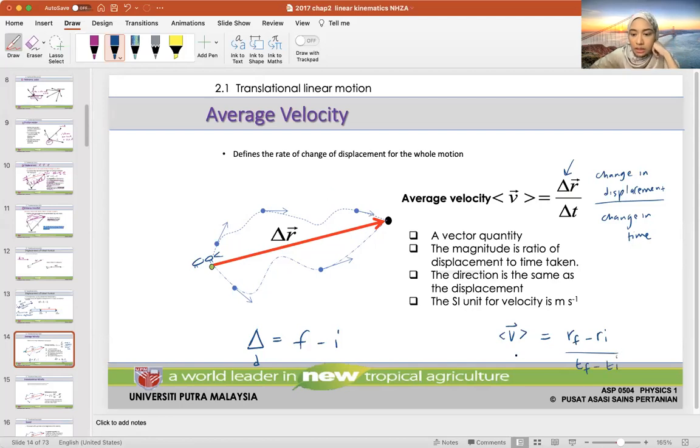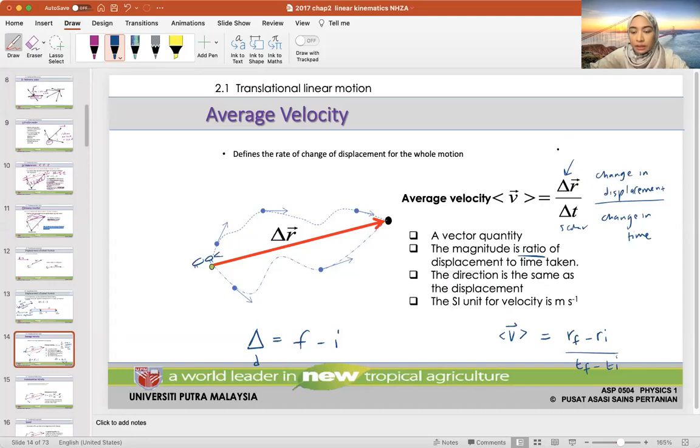Okay. So that is how you use the equation for average velocity. So average velocity ni is a vector quantity. Remember, if you have a vector and you divide it by a scalar, it still becomes a vector. Time is a scalar. Displacement is a vector. So vector divided by scalar gives you a vector. The magnitude is the ratio of displacement to time taken because it's division. The direction is the same as the displacement.